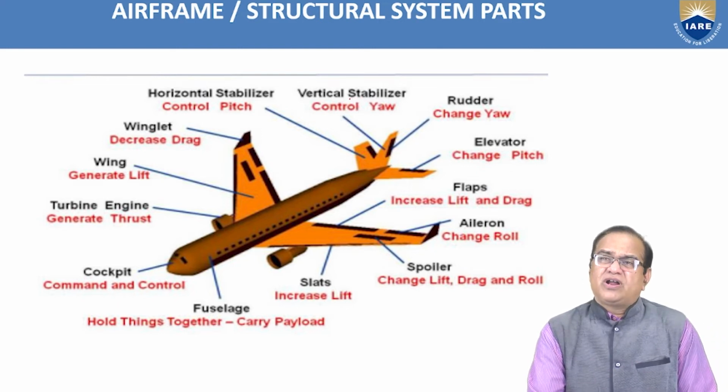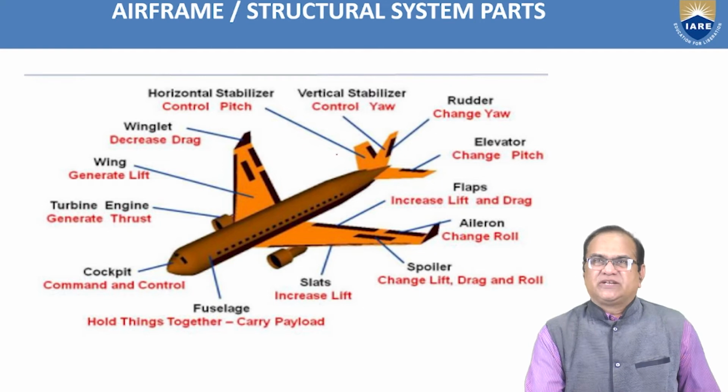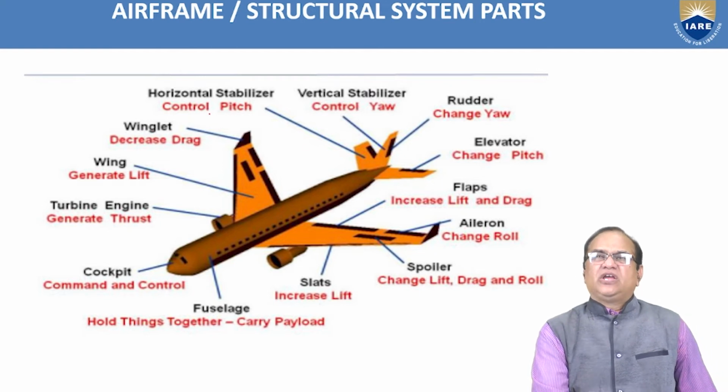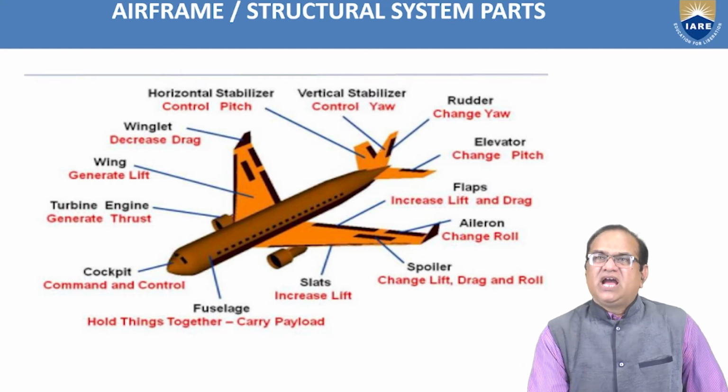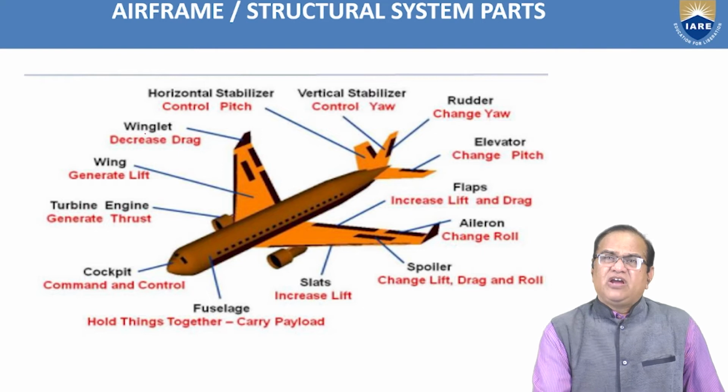Stabilizers are used for stabilizing, but controls are used to control or change the position where it is existing. Horizontal stabilizers are used for the longitudinal stability, and the vertical stabilizers are used for lateral and directional stability. Here we have the winglet.